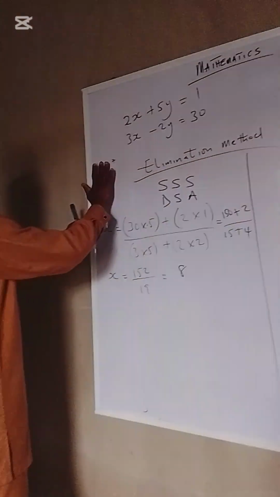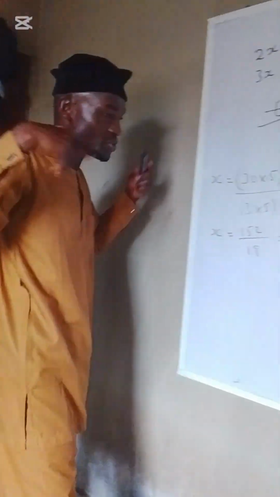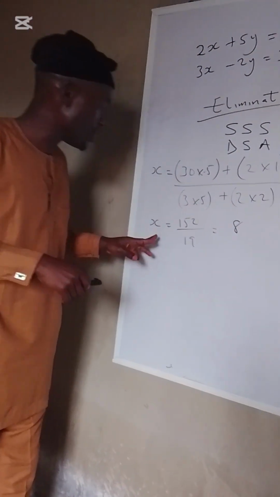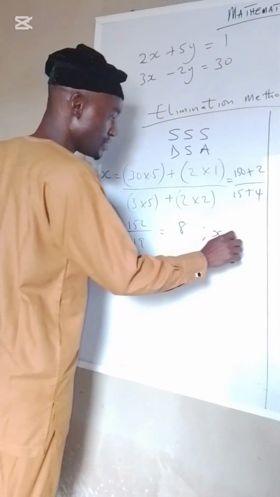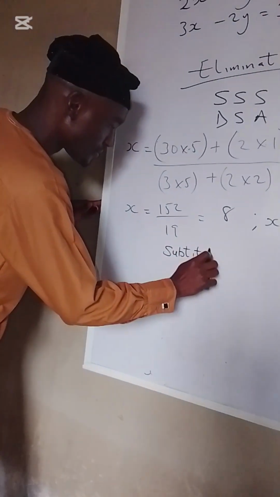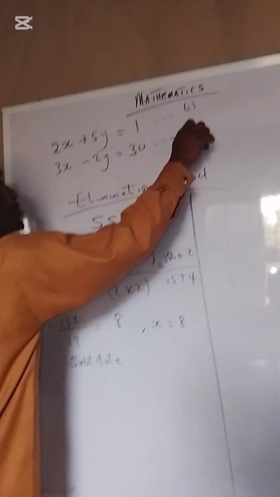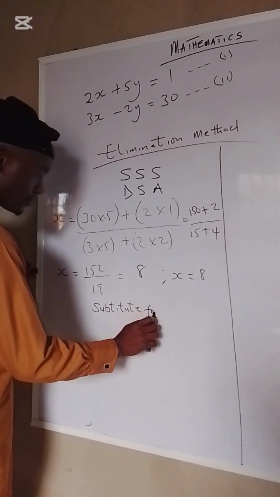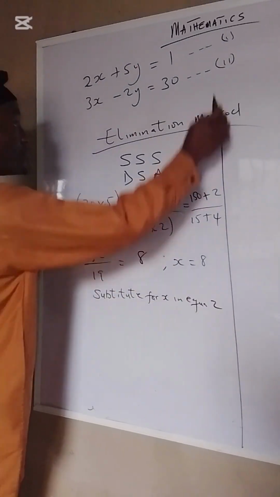So, having known that, you are not expecting to be using calculator. That's why I don't want to use calculator. I'm trying to rack my brain to sort out the actual answer. Now our x here is equals to 8. Then we now substitute for x. Don't forget this one is equation 1 and this one is equation 2. So substitute for x in equation 2. Let's use equation 2.